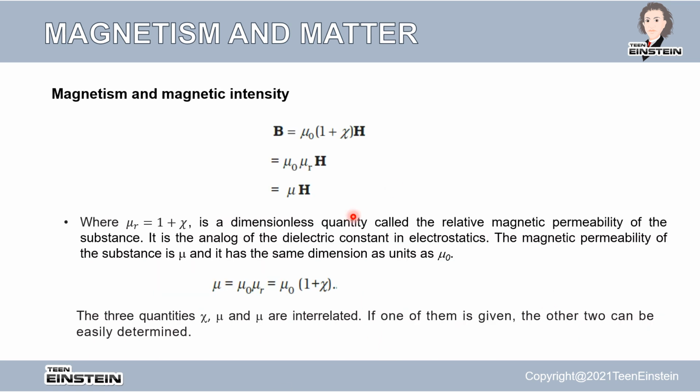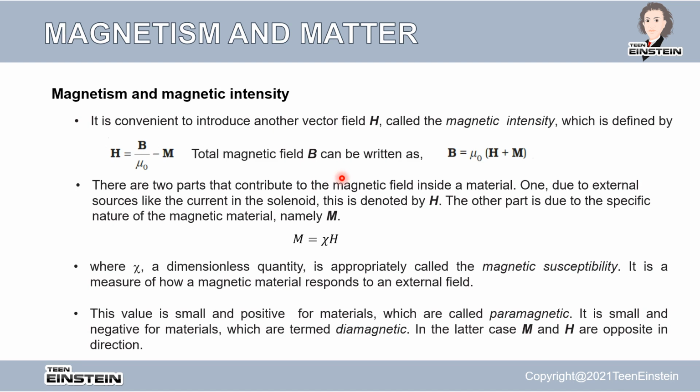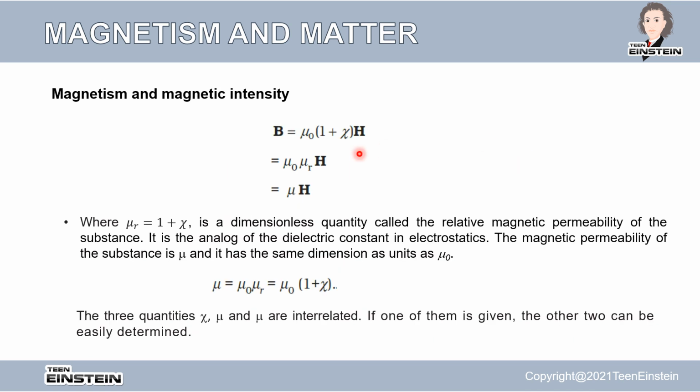Okay, so we will just expand this equation a little bit. We have B equals mu 0 times H plus M, and let's substitute M equals chi into H here. Then you take H outside, and you get B equals mu 0 times 1 plus chi, into H. This 1 plus chi we can define as mu R. So this mu R, which is 1 plus chi, is a dimensionless quantity called the relative magnetic permeability of the substance.